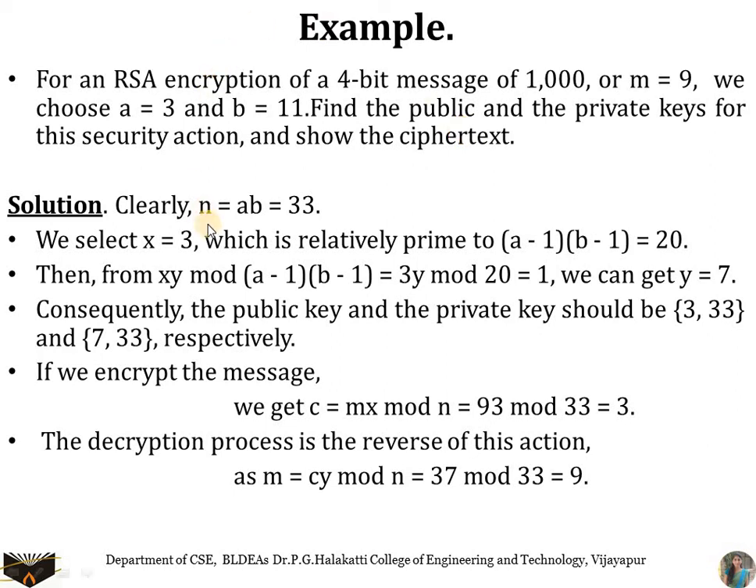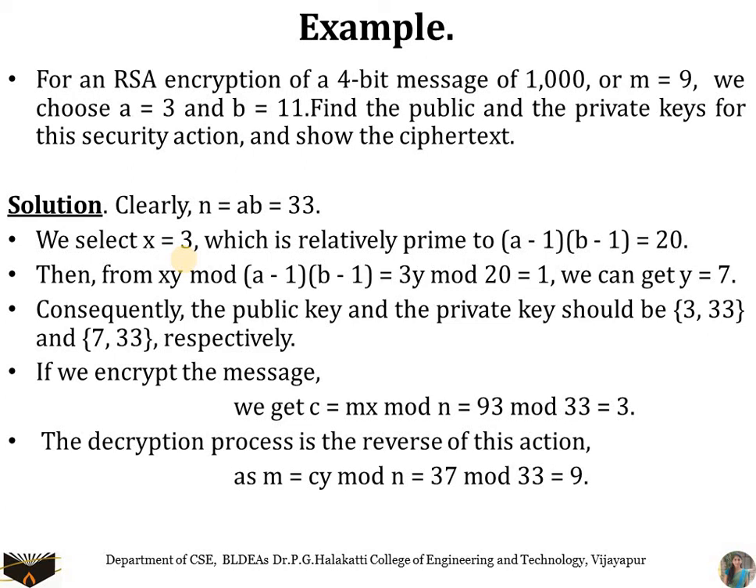Here we know that n is given as A into B, where A is 3 and B is 11. So 11 into 3 is 33. We already got the value of n. After getting n, we select x equal to 3. X is the public key that we select as 3, which is relatively prime to (A minus 1) times (B minus 1), which is equal to 20. A minus 1 is 2, B minus 1 is 10, and 10 into 2 is 20. So for the number 20, which number is relatively prime?